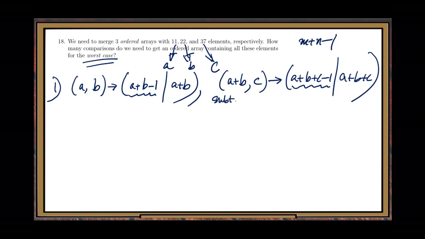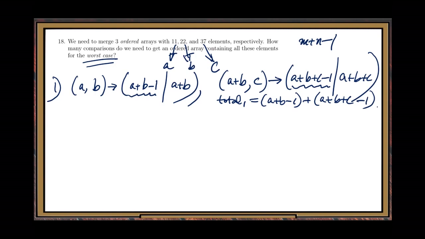But later we do not add up these 3 numbers. Subtotal may not be a good word, because of confusion. We pick the smallest one. The best solution should have the smallest comparison number. So that's called total 1. Total 1 equals A plus B minus 1 plus A plus B plus C minus 1.